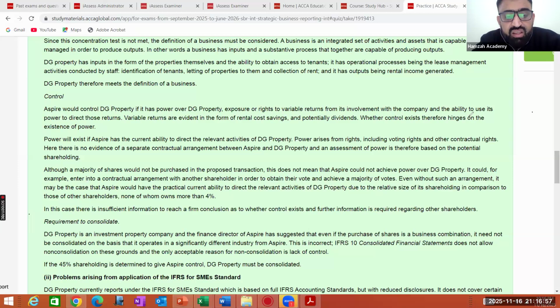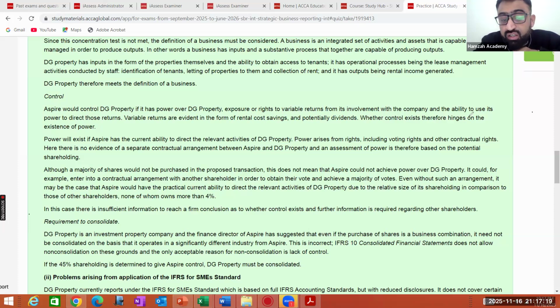In this case, there is insufficient information to reach a firm conclusion as to whether control exists, and further information is required. But technically speaking, they have the ability. So we can say that they have control. Requirement to consolidate.